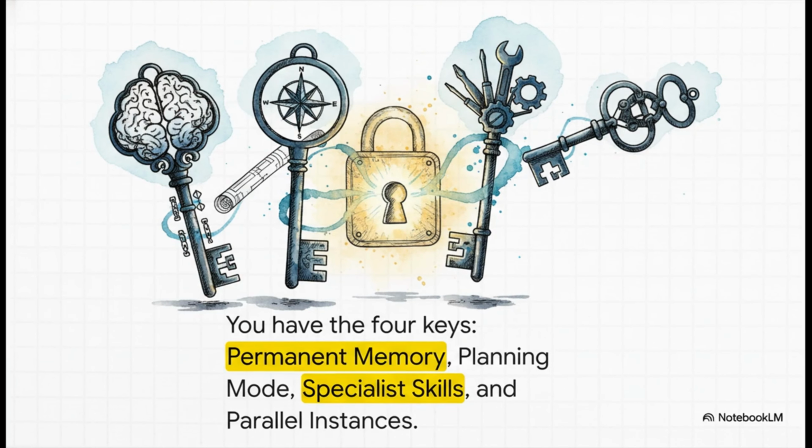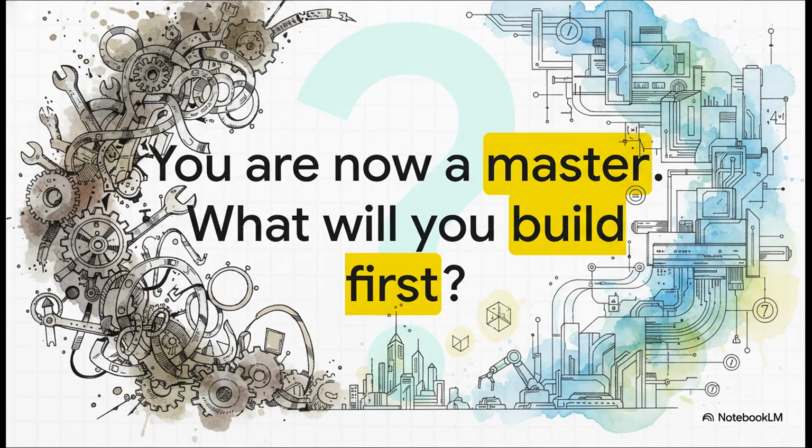So there you have it. Those are the 4 keys. When you combine the permanent memory of the CLAUDE.md file, the smart alignment of planning mode, the deep expertise of specialist skills, and the raw speed of parallel instances, you stop being just a casual user and become a true power user. This really is the difference between good and great, you know? It's the difference between fighting your tools and working in perfect sync with them. So the only real question left is, with all this newfound power, what are you going to build first?